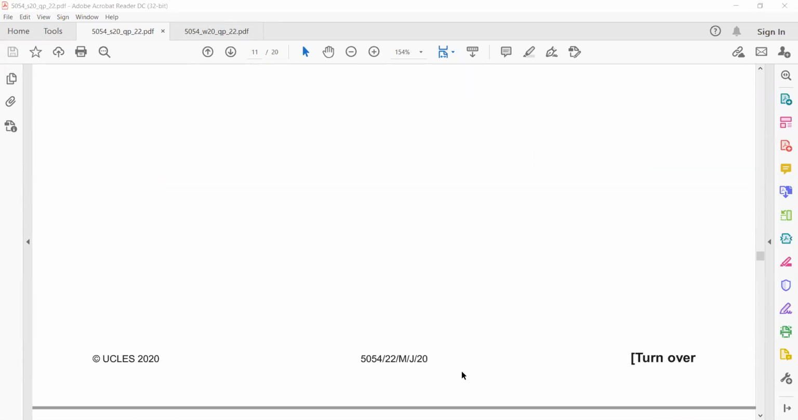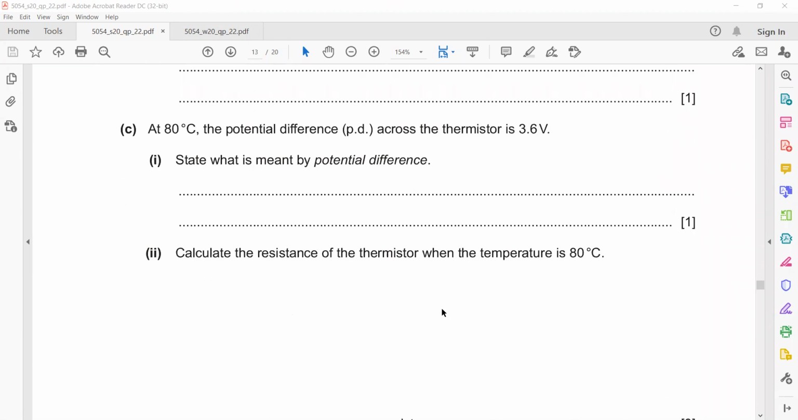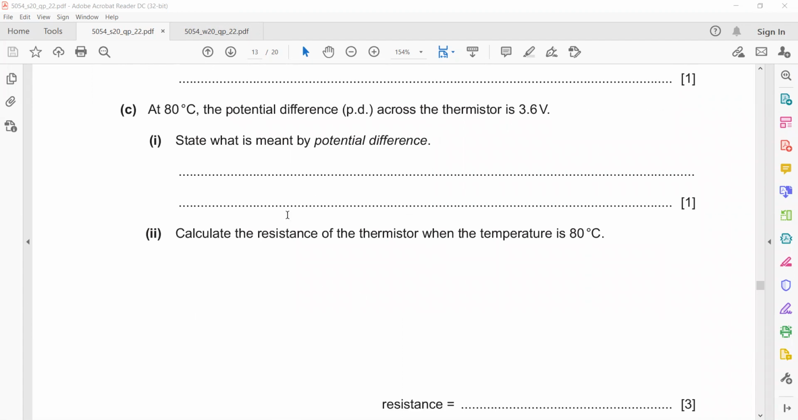Next is question 8, part C, 1 and 2. At 80, the potential difference across a thermistor is 3.6. What is the definition of potential difference? The definition of potential difference says it is the work done on unit charge when it passes through a component, or work done by unit charge when it passes through a component, or energy transfer per unit charge.